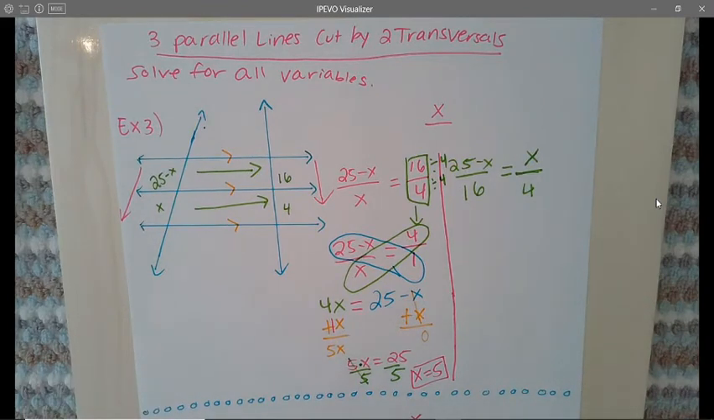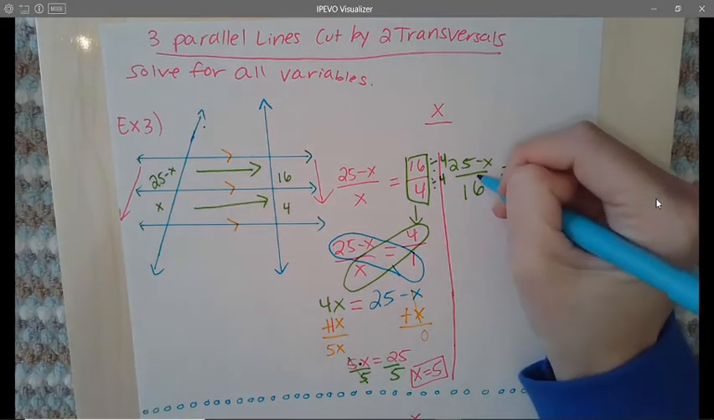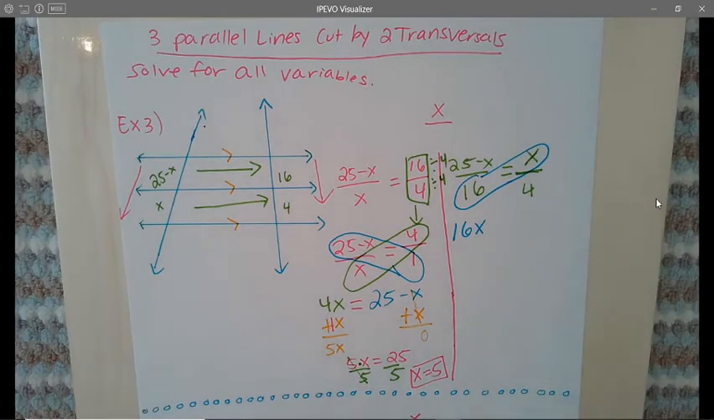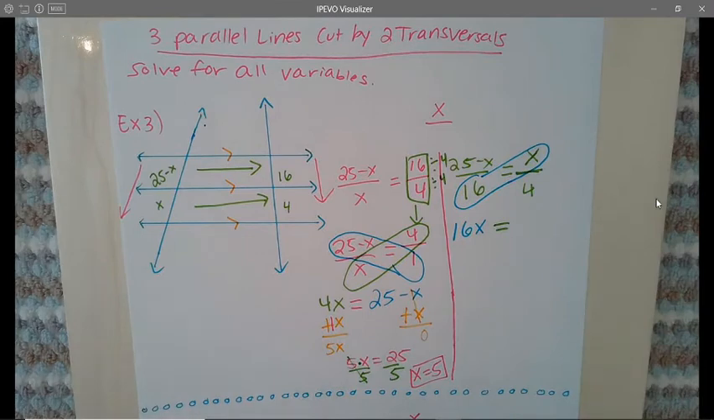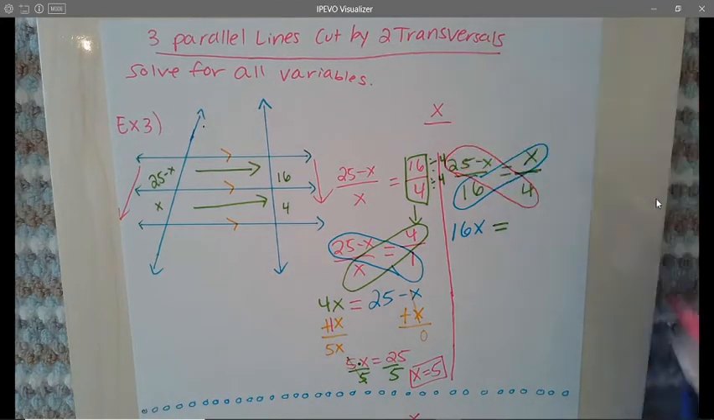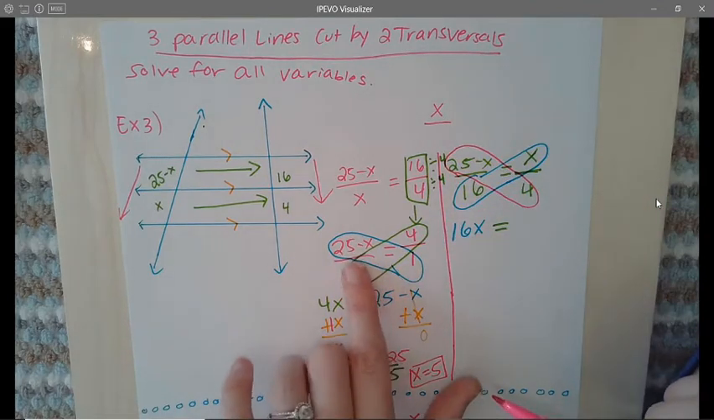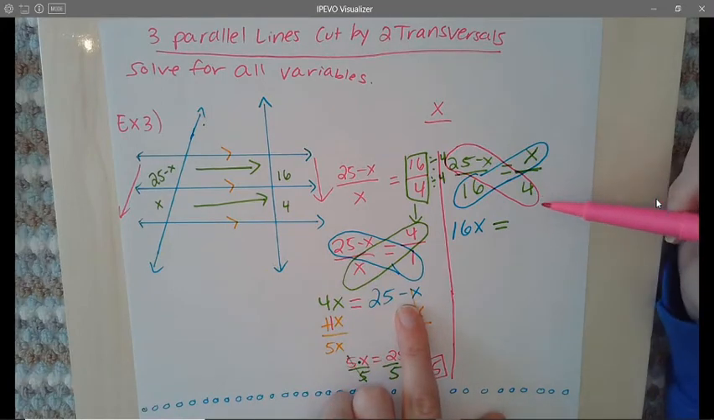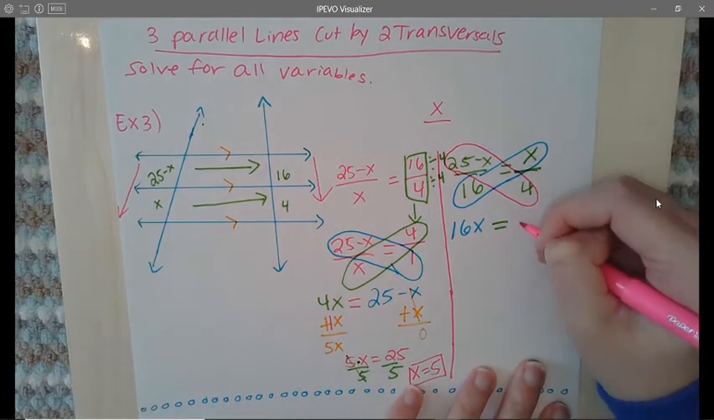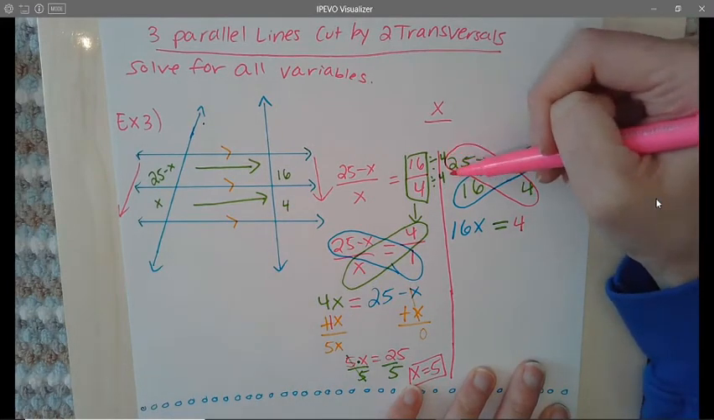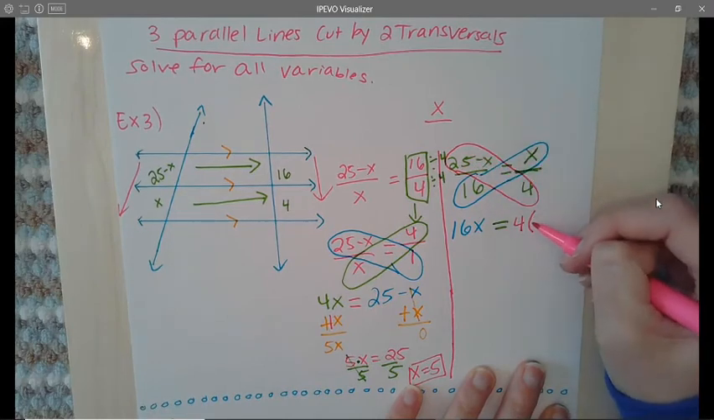So this time, I'm going to start by going this way. 16 times x will give me 16x, and that will equal the other way: 4 times 25 minus x. Now, this time, I know that if I multiply 1 to anything, I get the same thing. Since this isn't a 1, I'm going to write it like this. I'm multiplying the 4 to this entire thing, 4 times the whole thing, so I'm going to group this in a parenthesis.